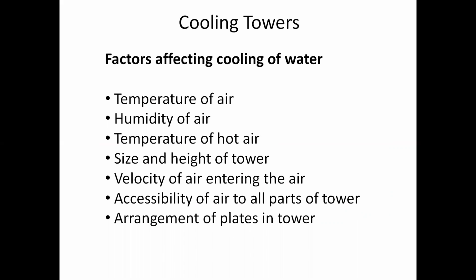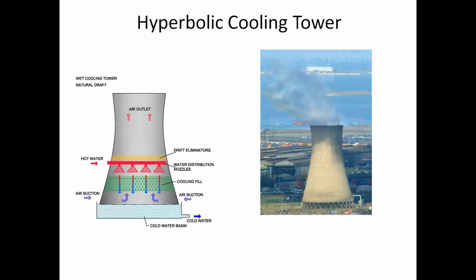So this natural draft cooling tower is generally hyperbolic type. The factors which are affecting these towers are temperature, humidity, temperature of the air, size and height of the tower, velocity of air, accessibility of air, and arrangement of plate. Now, the main purpose of this cooling tower is to cool down the water which is supplied to the condenser. In the condenser, the steam is going to condense. But now here, the natural draft cooling tower is shown.